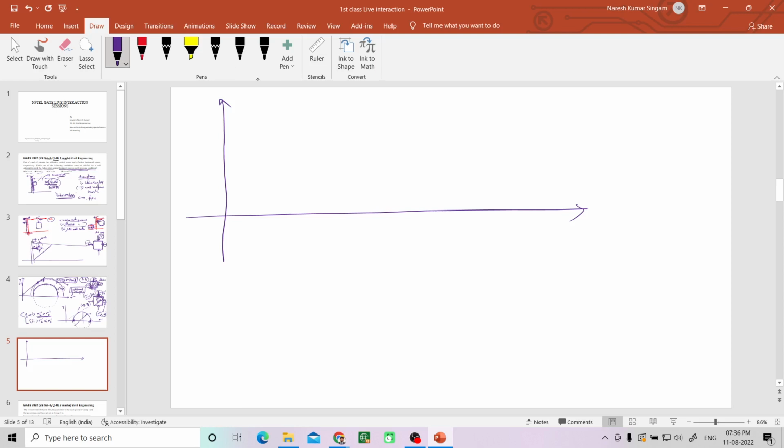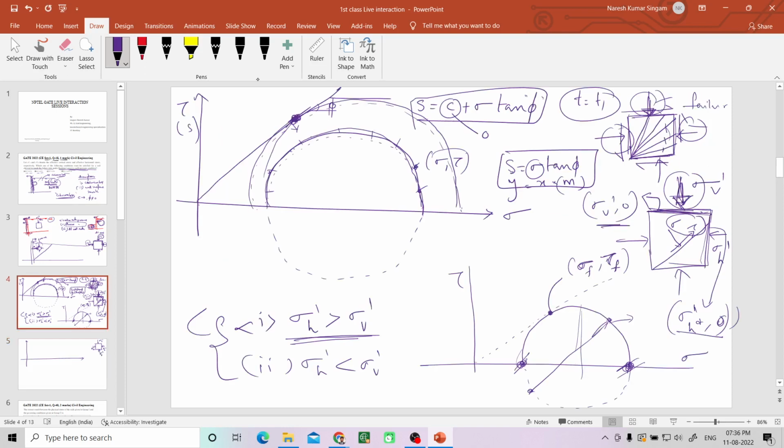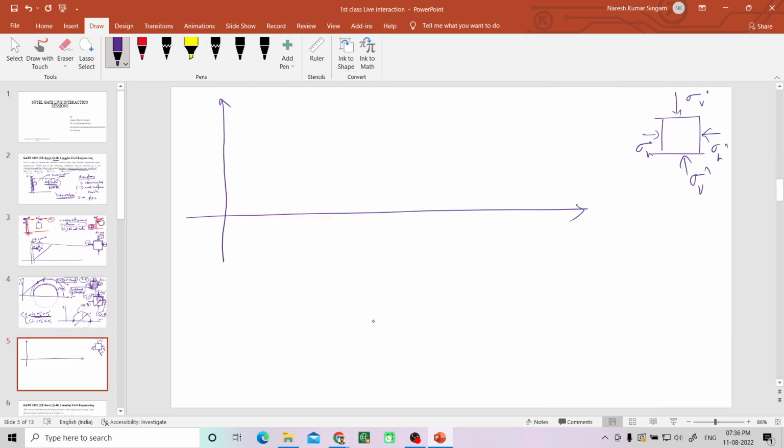Now we will move towards this. This is sigma v dash and this is sigma h dash. Now what is the initial condition of the soil before failure? Sigma h dash is greater than sigma v dash. So sigma h dash is somewhere here, and sigma v dash is somewhere here. These two are the principal planes because there is no tau, as I explained already. So this is sigma h dash comma 0, and this is sigma v dash comma 0, the first condition. So you can complete the Mohr circle, right? Now this is the Mohr circle.